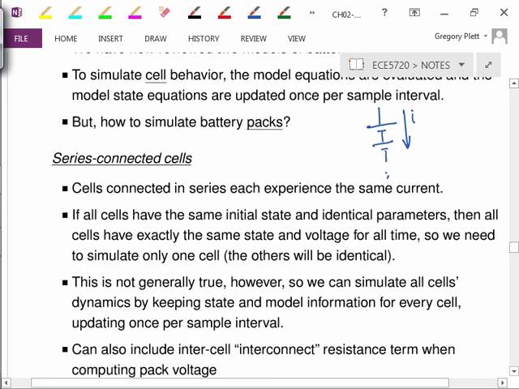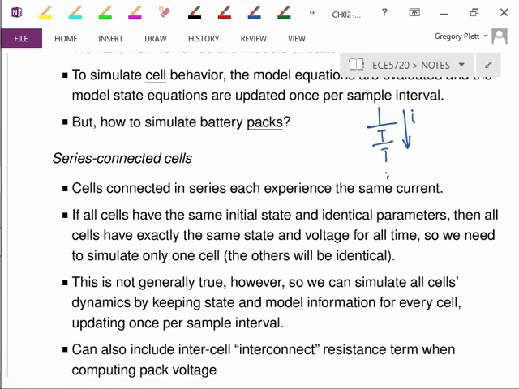So, we're going to have to do something else if we want to have a good description of the simulation of a battery pack. We in fact have to simulate all of the cell's dynamics independently. So each cell will have its own state that we maintain in our simulator and model parameters that we maintain in our simulator. And then we update all of the states and voltages, etc.